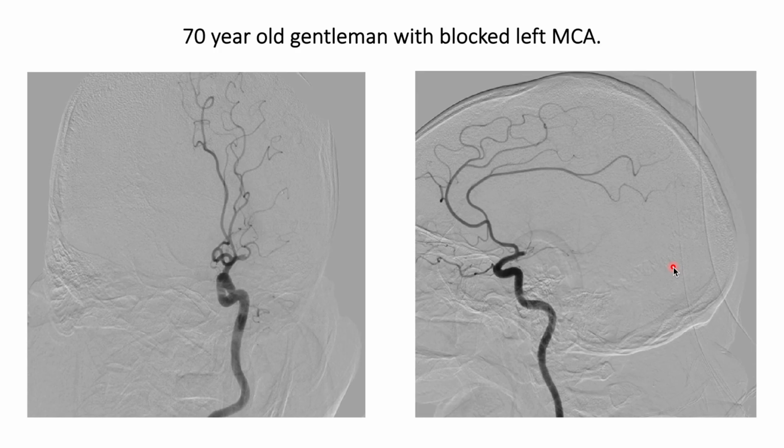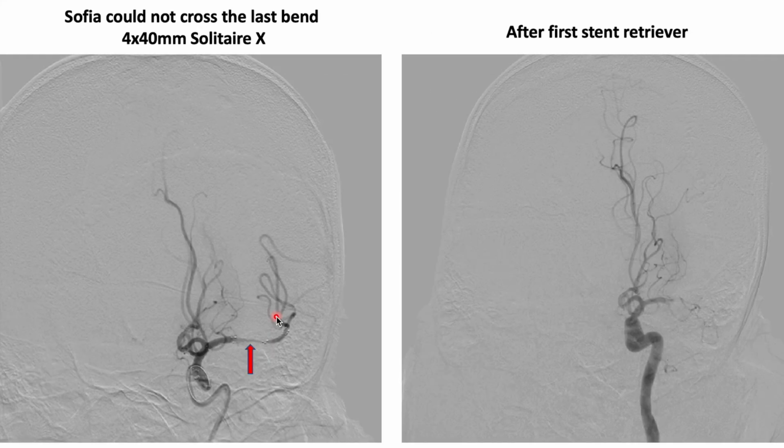Now, this is a very interesting case that we did here. This is a 70-year-old gentleman with a blocked left MCA. MCA is blocked here. So we took a Sophia, and there's a very nasty bend right at this point, and Sophia could not go up, so we could not try the ADAPT. Then we deployed a stent here. This is a 4x40 Solitaire X, and with that we were able to pull Sophia up.